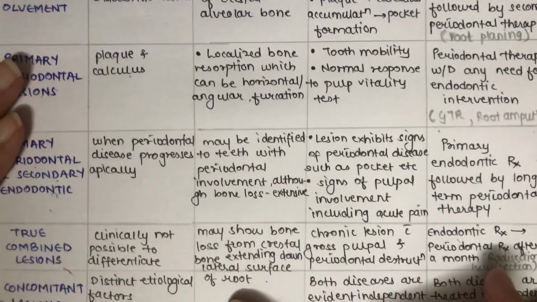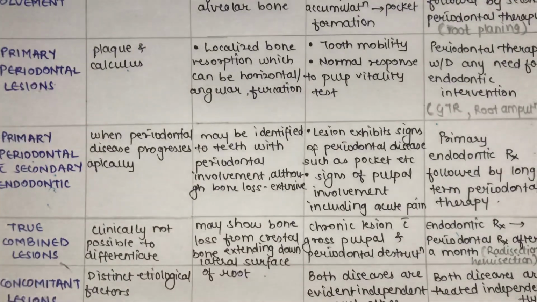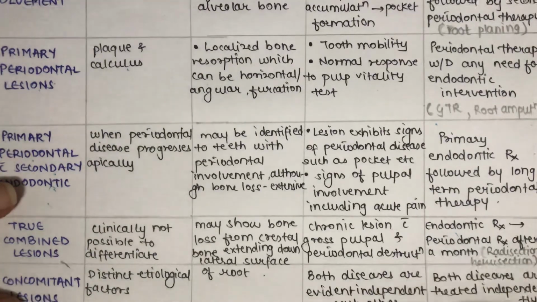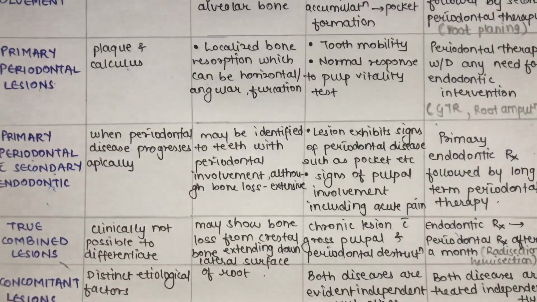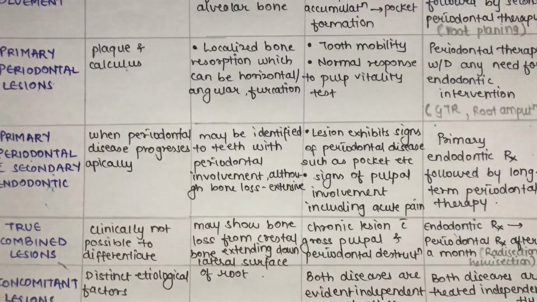And the last is the concomitant lesion. Concomitant means they have distinct etiological factors. Both have their own factors, and because of that, it has led to these concomitant lesions. Both diseases are evident independent of each other. It's not like one lesion has caused the other. They are present independently, each with its own factors. That means there would be caries and also plaque and calculus. So this is a concomitant lesion. Both diseases are treated independently, but the first treatment modality is always the endodontic treatment. You have to remember this.